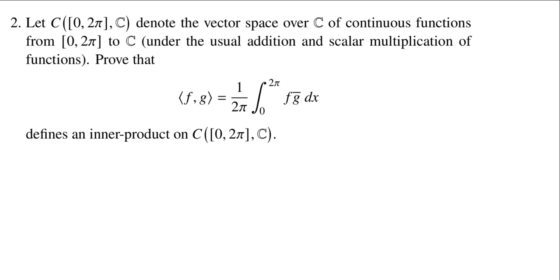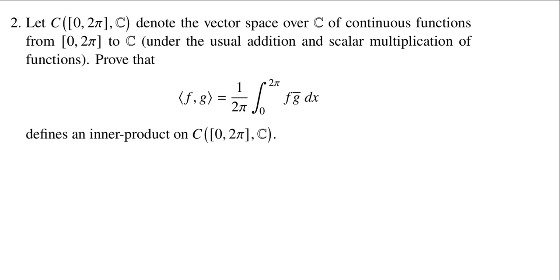Welcome back, everybody. This is our video solution to problem 2 from Quiz 8, Fall 2023, Math 307, Linear Algebra at Cal State Fullerton. In this problem, we are given a vector space of continuous functions from the closed interval 0 to 2 pi to the complex numbers.